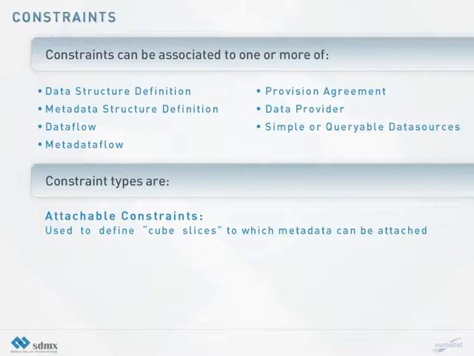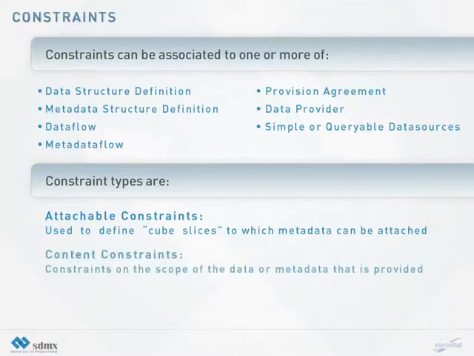The metadata can be attached via the reference metadata mechanism, MSD and metadata set, or via a group in the DSD. Content constraints. Data or metadata providers can apply constraints on the scope of the data or metadata that can be supplied in terms of key ranges or complete key sets.